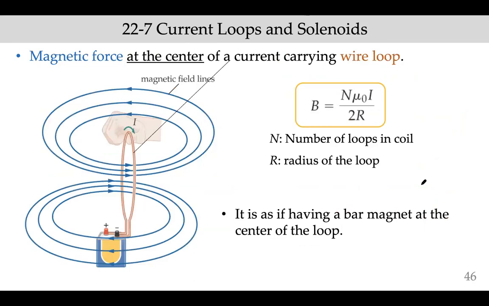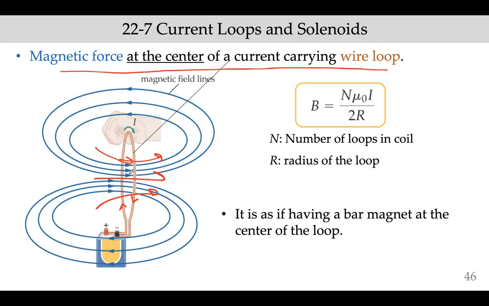Okay, now let's move to current loops and solenoids. Magnetic force at the center of a current carrying wire loop. So if you have a wire loop like this, so basically a wire that's put in a circular shape. Now this is the positive terminal, so the current goes up like this and then goes down here to the negative terminal. When you have this, you can use the second right-hand rule at different points, and you will find this current creates magnetic field lines in these directions.